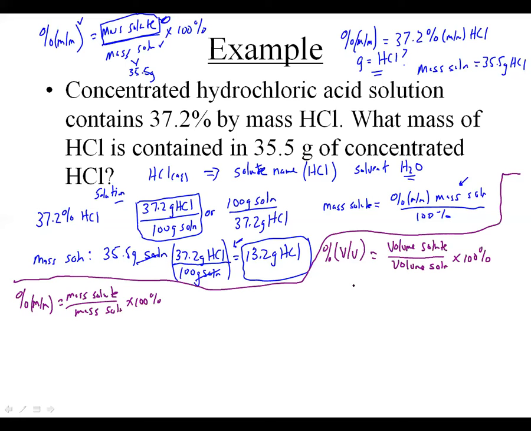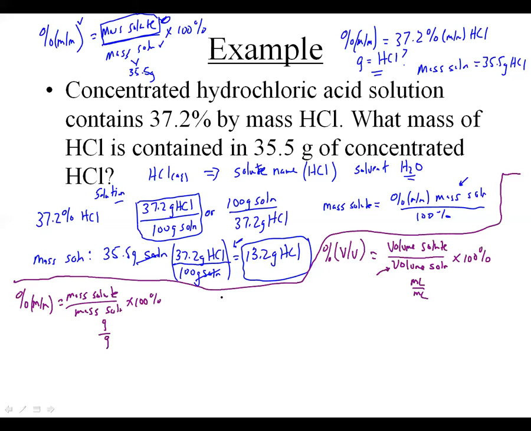It's the same deal. The only difference is that mass to mass is grams divided by grams. Here it is milliliters divided by milliliters, usually, or liters over liters, but a lot of times it's milliliters over milliliters. The other nice thing about the volume one is that usually in problems, they just give you the volume of the solution, so you don't have to worry about the solute and the solvent and adding them together. But that's another very common way.